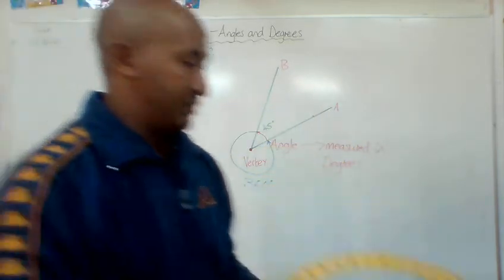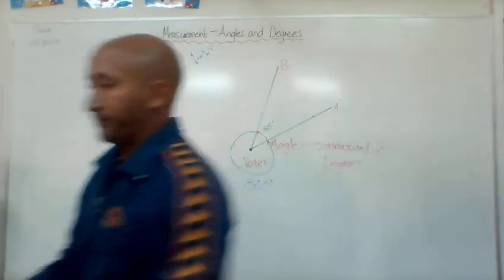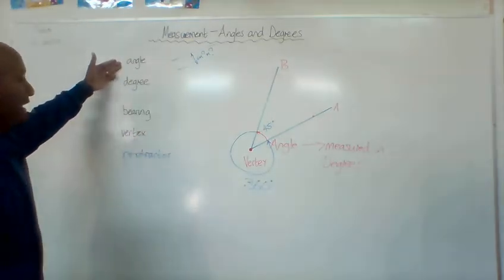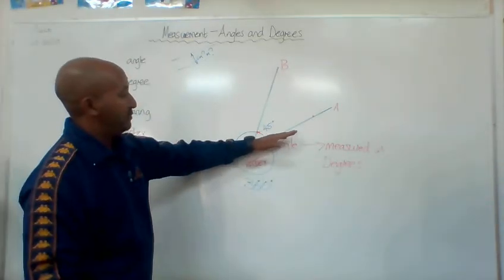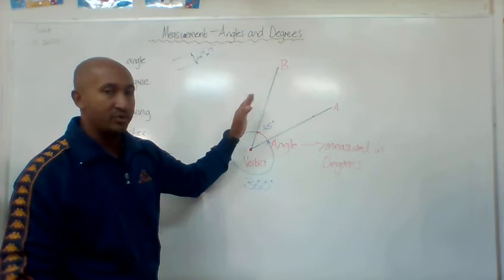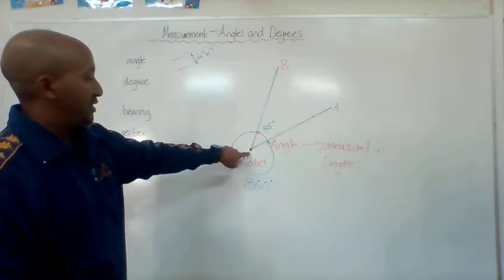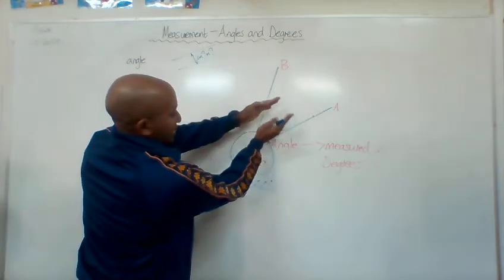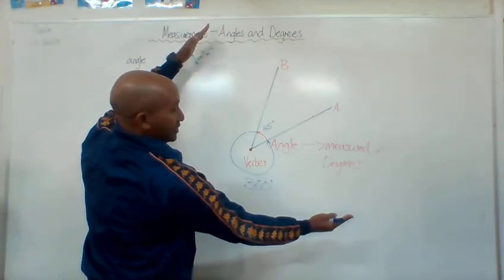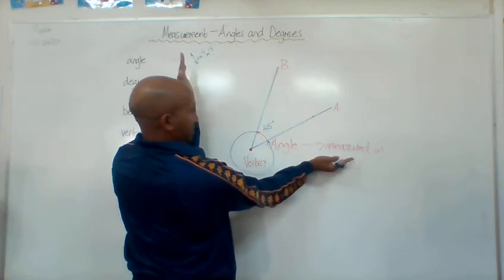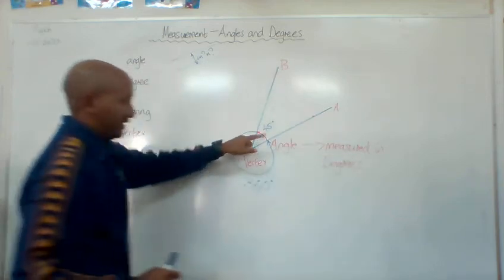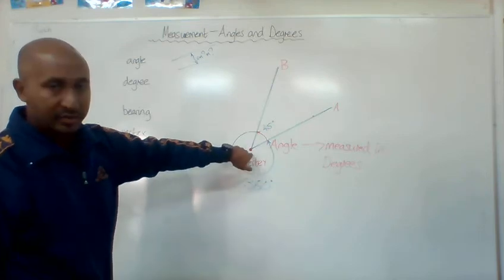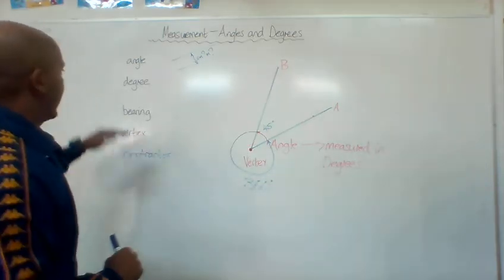So this is just an introduction to the work that we're going to be doing. Measuring of angles and degrees. An angle is the measurement of space between two lines that have opened around the same vertex. So we're not talking about two lines that have just opened in parallel from each other. They have opened like that. That is the space created between those two lines around a particular vertex is called an angle.